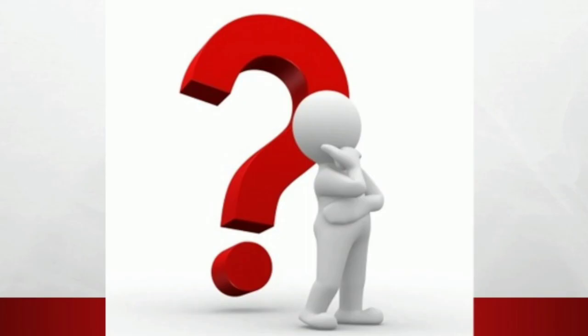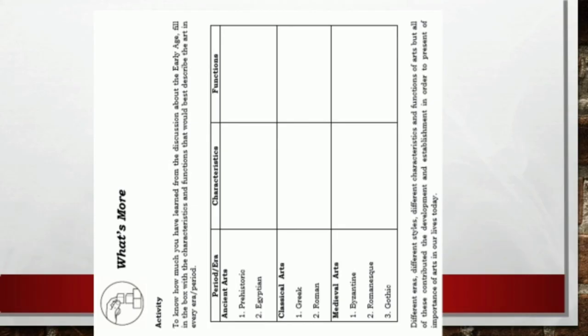Okay, pakihanda po uli ang ating long pad, ang ating ballpen, kasi gagawa po uli tayo o magsasagot uli tayo ng activity. And this is the first activity. What's more? Activity. To know how much have you learned from the discussion about the early age, fill in the box with the characteristic and functions that would best describe the art in every era or period.